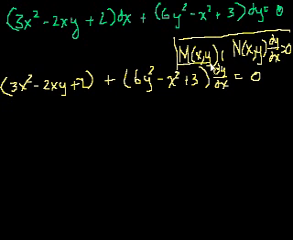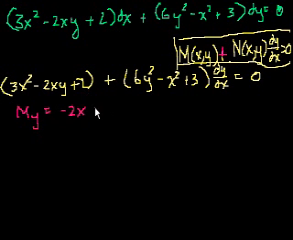And now we need to prove to ourselves that this is an exact equation. So let's do that. So what's the partial of M? This is the M function, right? This was a plus here. What's the partial of this with respect to y? This would be 0. This would be minus 2x, and then just a 2. So the partial of this with respect to y is minus 2x.